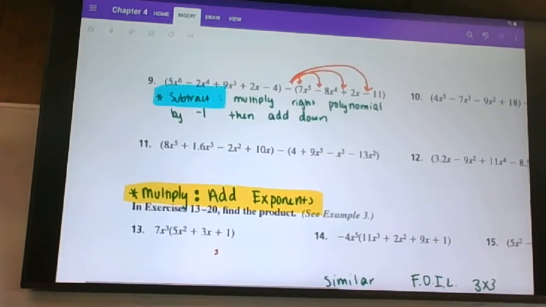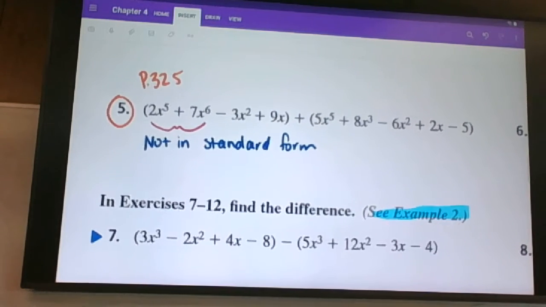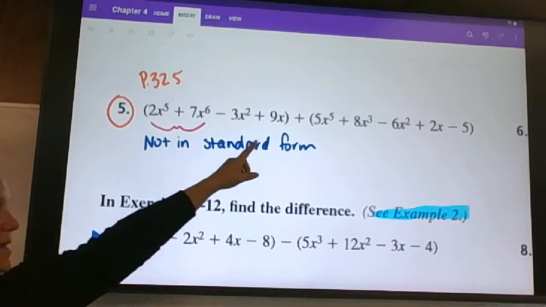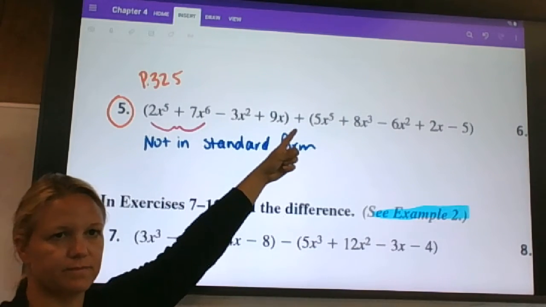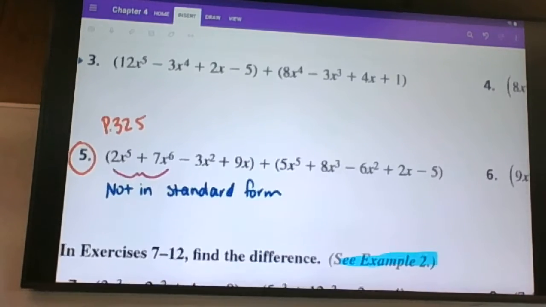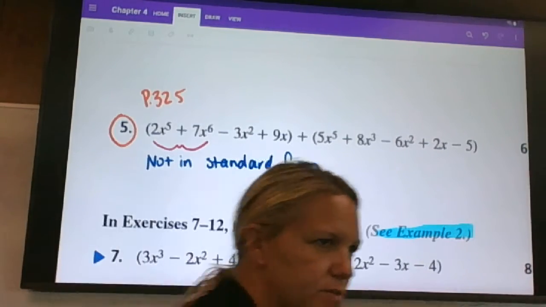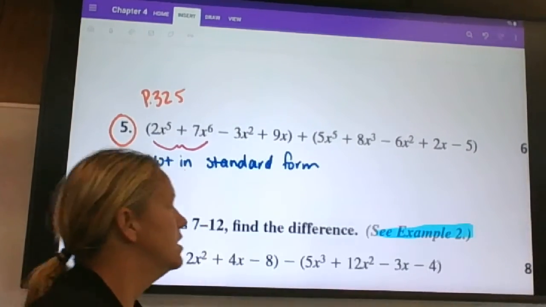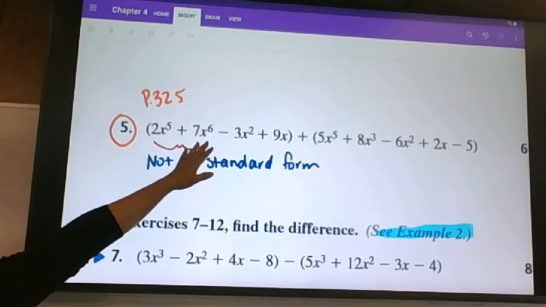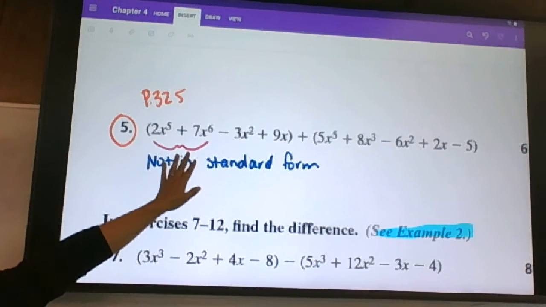I'm not giving you guys a lot of notes because, like I said, this is a topic you have done before. So this is adding. I see the plus sign in the middle. This is page 325. Adding is really just combining like terms. One thing that I noticed here is that the problem isn't given in the right order.